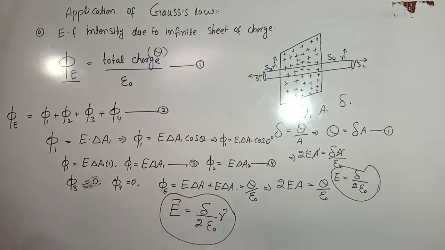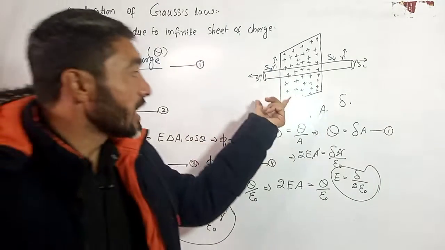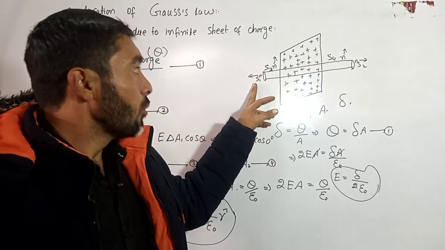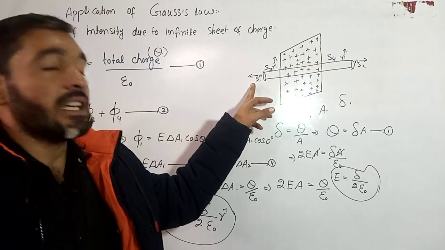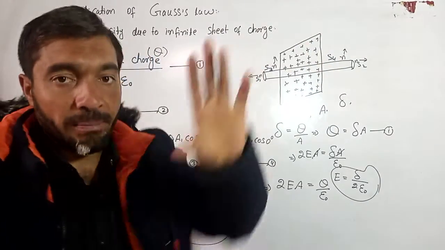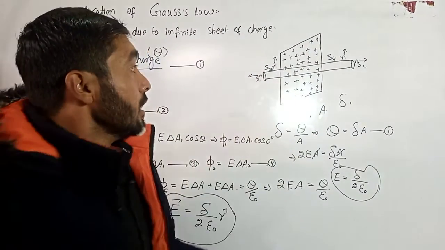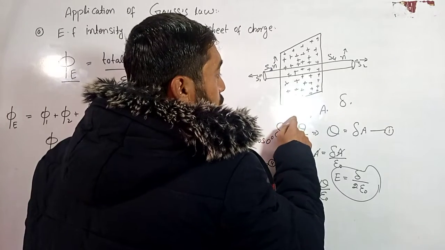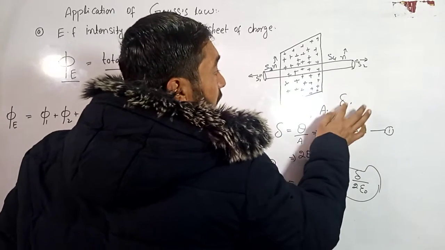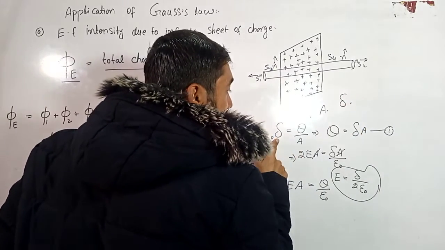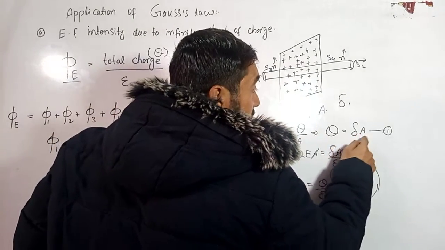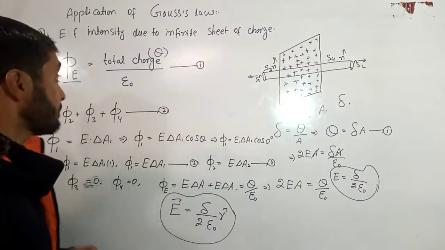So dear student, this is the infinite sheet of charge, and I show you practically. This is surface S1, whose direction and the electric field lines are in the same direction, and this also. This and this are perpendicular to each other. Total charge is equal to Q. Surface area is equal to A. And charge density is equal to sigma. So sigma is equal to charge per unit area. So charge is equal to sigma A. This is our equation number one.